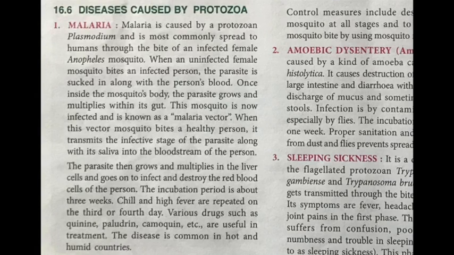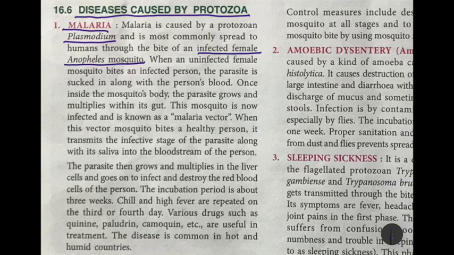To continue with the diseases chapter, today we are going to talk about diseases caused by protozoa. Now you know protozoa is a single-celled organism. Malaria is a disease which is caused by a protozoan called Plasmodium. It is spread to humans by the bite of an infected female Anopheles mosquito. So this is the carrier of Plasmodium.